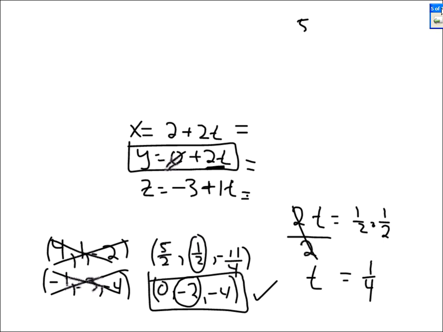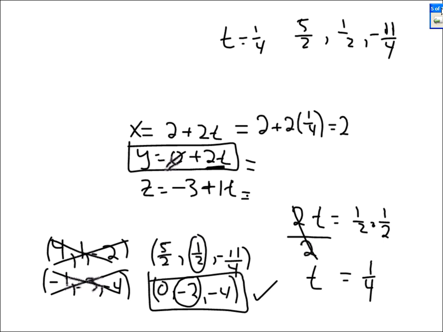Okay, and we have 5/2, 1/2, -11/4. I meant to say 11 quarters. I think I said negative 11 halves. And this is when t is equal to a quarter. Okay, let's try the x value. You have 2 plus 2 times a quarter. 2 times a quarter is a half. And 2 plus a half is 2 and a half, which is 5 halves. Got it? The first equation works.